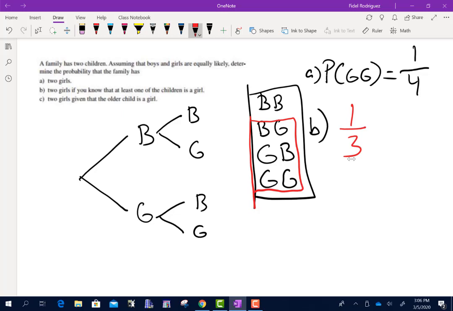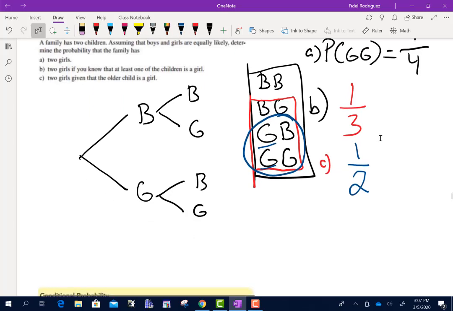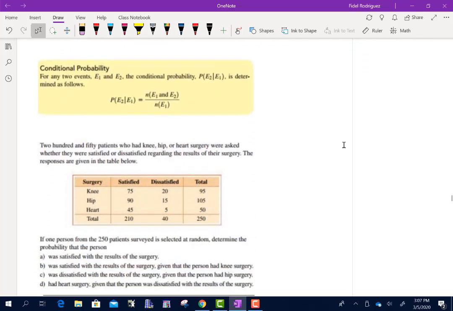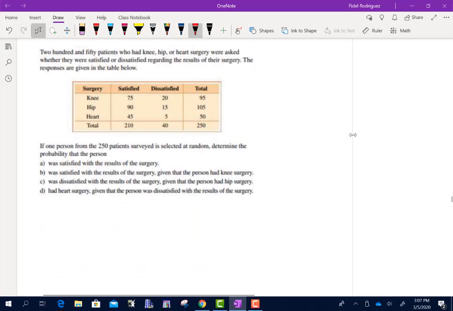And then part C says 2 girls given that the older child is a girl. So what they mean by the older child is the first child is a girl. So look at my sample space now. Now I only have 2 of them. The probability of getting 2 girls would be 1 out of 2, given that the older child, which is the first child, is a girl. Let me scroll down. So again, conditional probability. Let's see if we can figure this out here. I'm going to go through the problems that I have for this particular example.